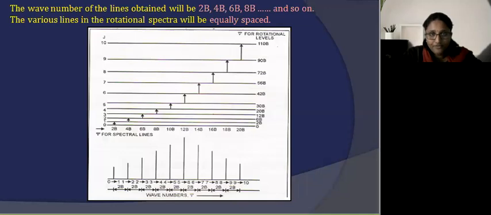The wave numbers of the lines obtained will be 2B, 4B, 6B, 8B, and so on. So the various lines in the rotational spectra will be equally spaced.